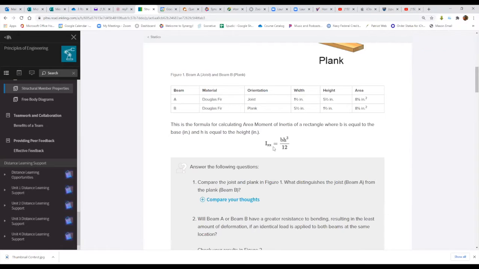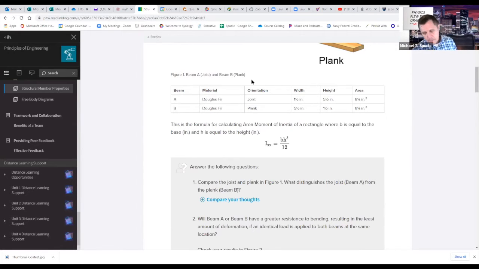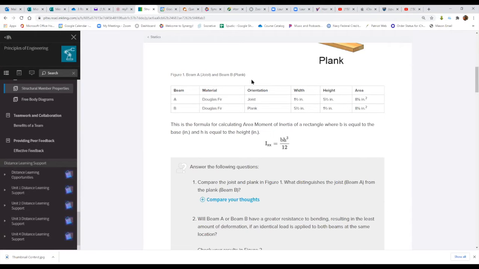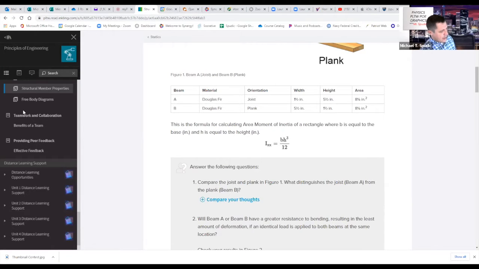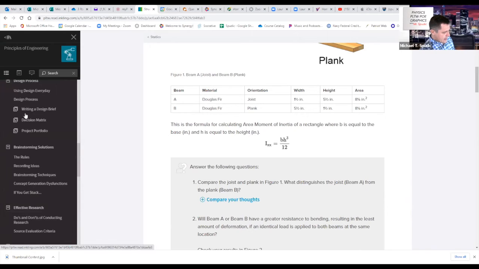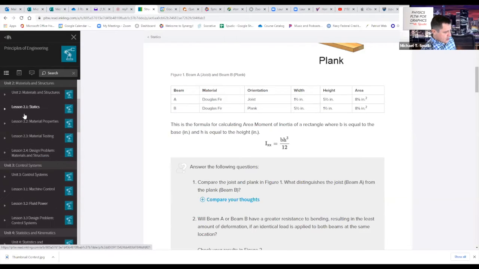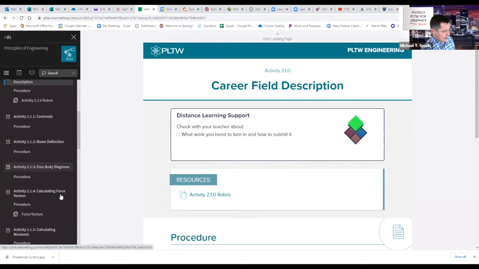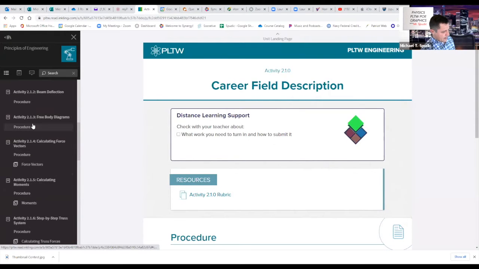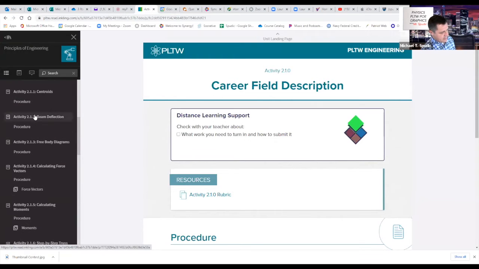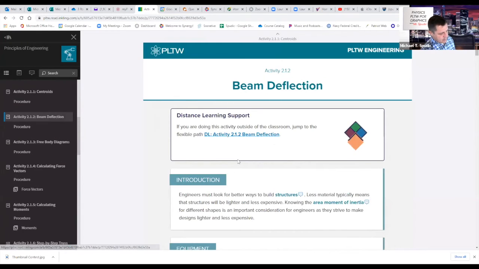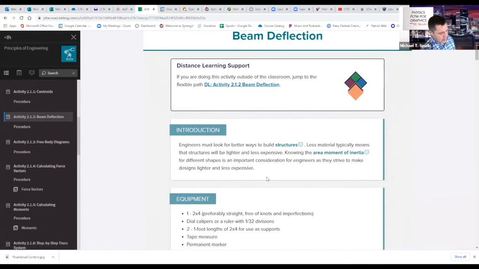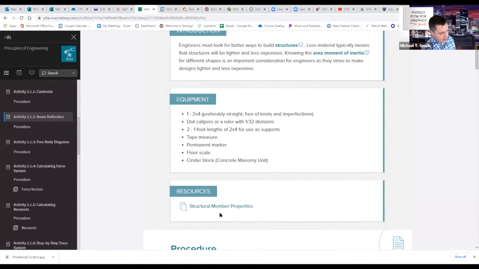Mr. Spudik, where is this thing? Go to your PLTW. Yeah, I'm in there. Then you go to your POE, 2.1 statics. And then you go to, sorry, I clicked off, but that's okay. I will get back to it. Then you're going to go to beam deflection, 2.1.2 beam deflection. And then you're going to go down to the structural member properties.